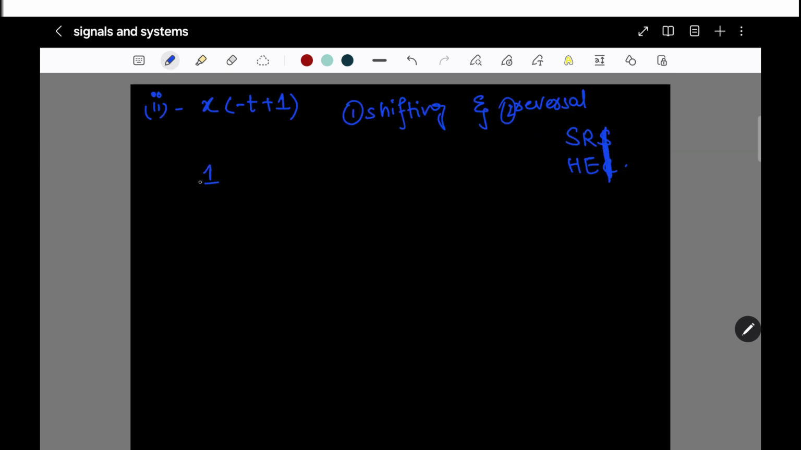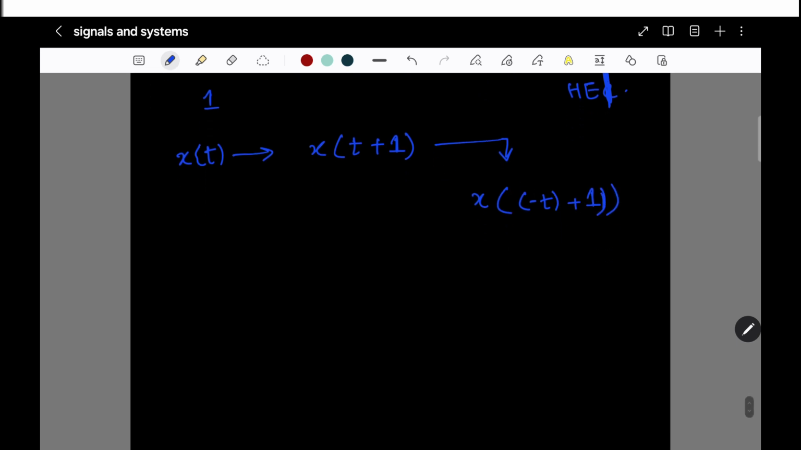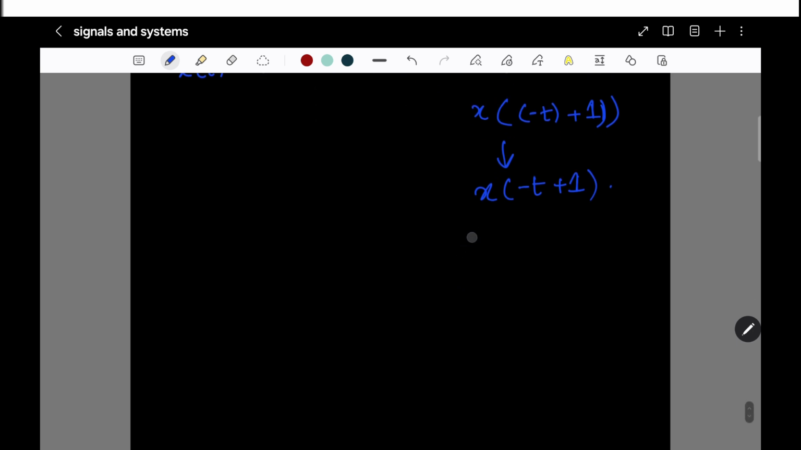So you have to shift by the order of 1. So you have a signal x of t. So the first thing is you shift by the order of 1, t plus 1, and then you flip the time variable, which is t, so minus t plus 1. So you will end up with x of minus t plus 1.